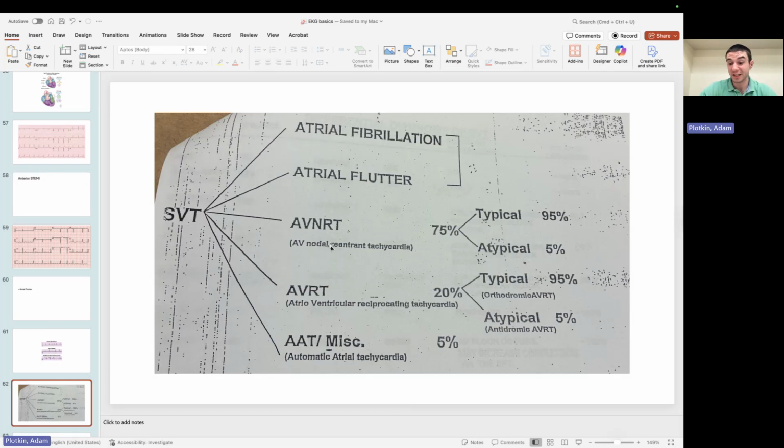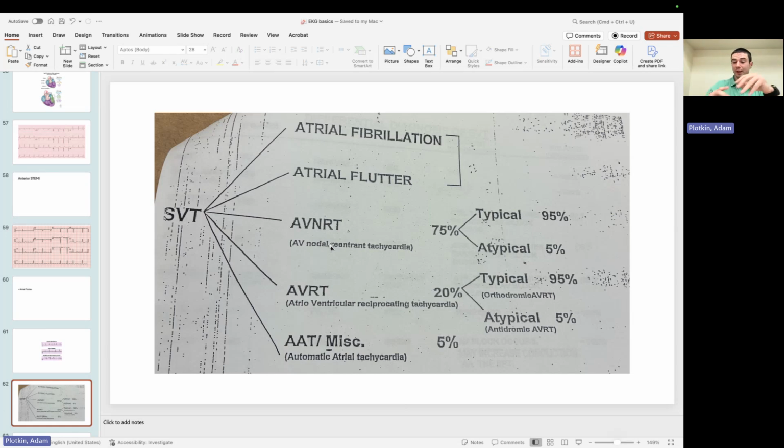AVRT, the classic example is Wolff-Parkinson-White, where we have the short PR and then the wide QRS with the upstroking called the delta wave. So that's our classic there. You have your bundle of Kent, where the SA node is going down through the AV node electrical conduction, but also through this accessory pathway that doesn't have any delay.